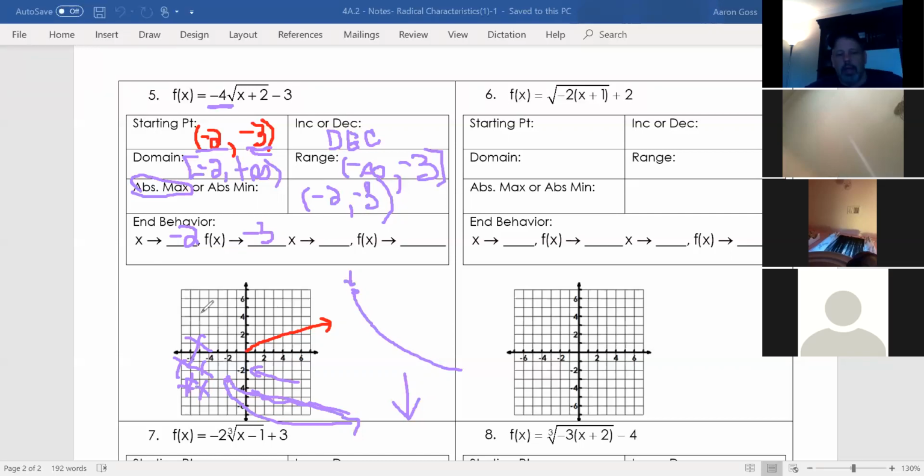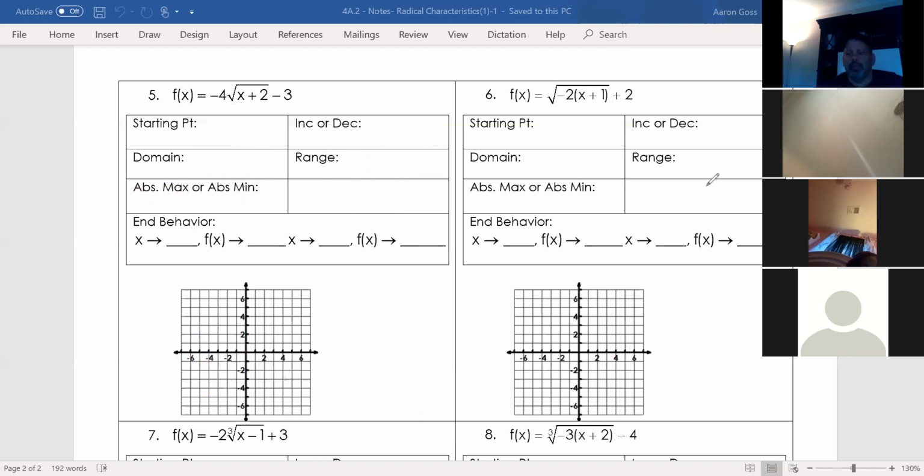So I look to that way. Now I'm going to look to the right. And when I look to the right, X goes to infinity, and F of X goes to negative infinity, it's going down. That's all we have to do to sketch it. All right? Can I clear that? Clear that.